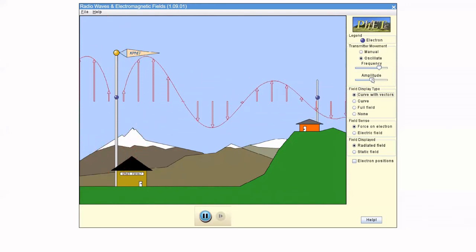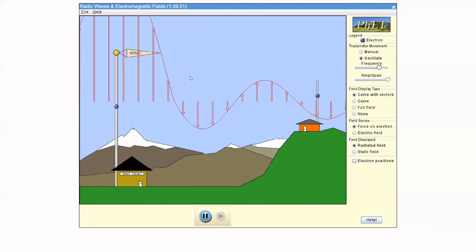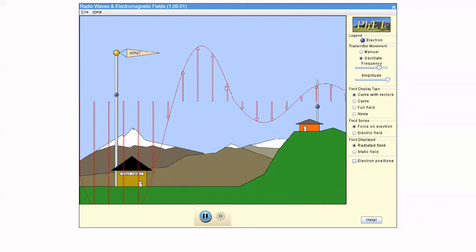What happens if we increase the amplitude of the source's oscillation? Well, naturally, the amplitude of the wave also increases.